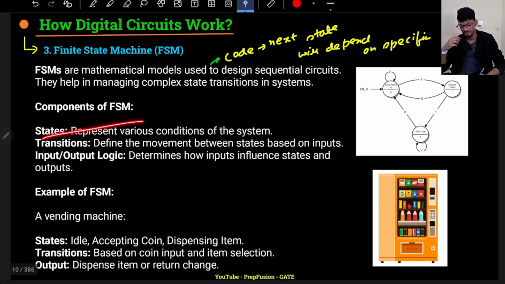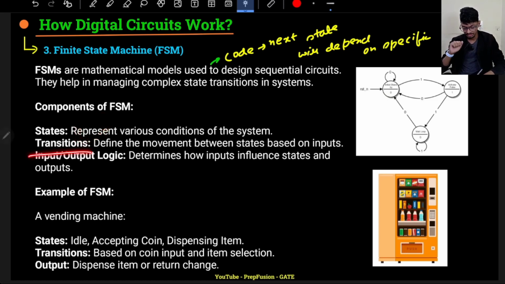So what are the components of a FSM? First is states, which represent the various conditions of the system. Let's say a human, right? I can be hungry, I can be sleepy, I can be lazy or something like that. My current state is I'm hungry because I haven't eaten for 6 hours. That's why I'm very hungry. So depending on the previous state, because I haven't eaten for many hours, I'm hungry, okay? So that can be a state.